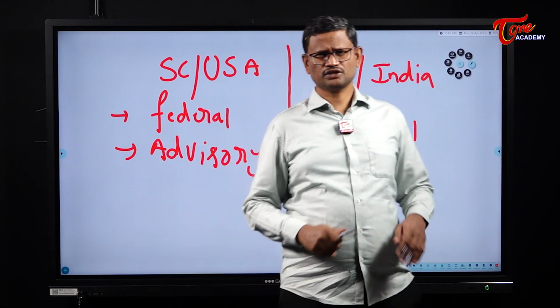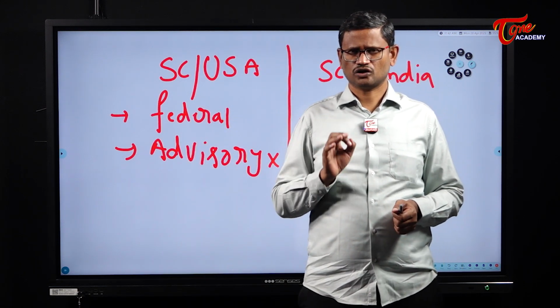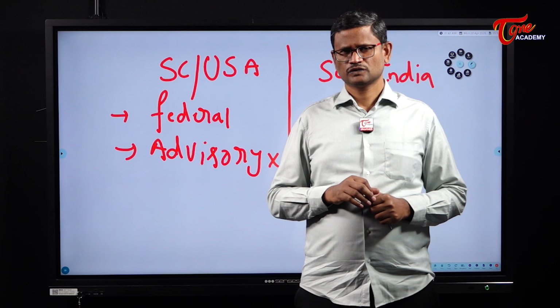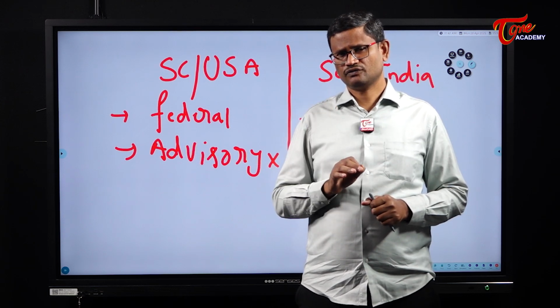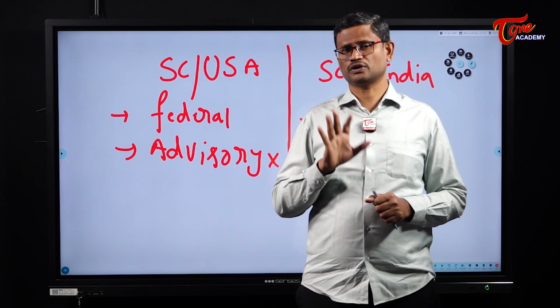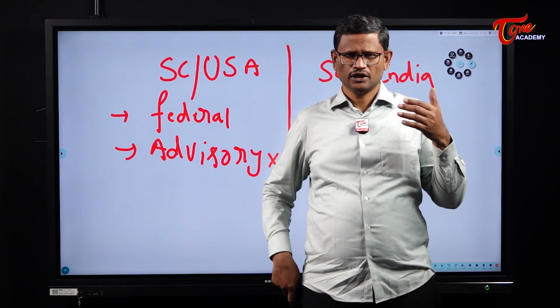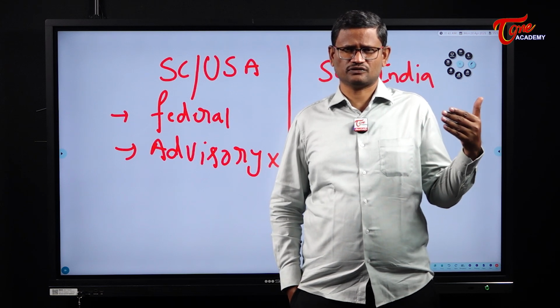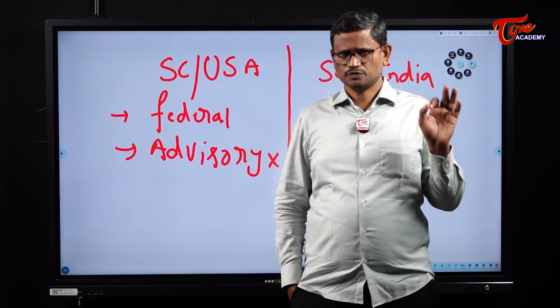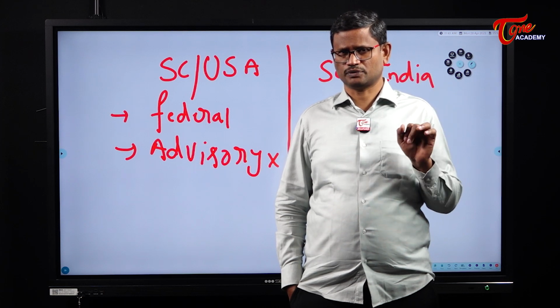So what is advisory jurisdiction? Under Article 143 of the Constitution of India, the President of India can seek advice from the Supreme Court, which means the Supreme Court can give advice to the President on any matter which is referred to it. This power is not given to the American Supreme Court.